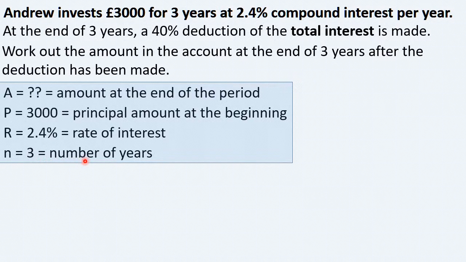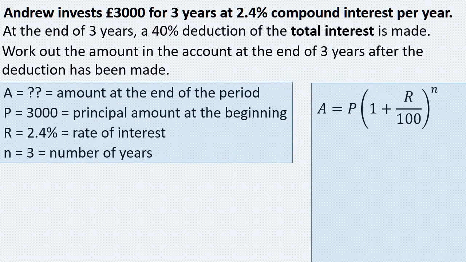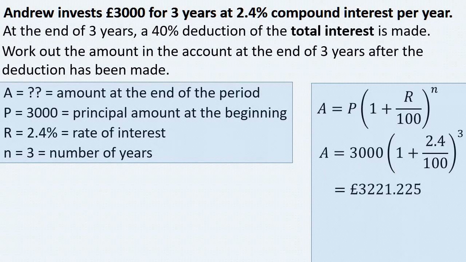So we have quite a simple formula that you must know. It says that the amount at the end of the period A is equal to the principal amount multiplied by the bracket of 1 plus R, the interest, over 100, all to the power of n, which is the number of years. Now, if we substitute the values that we have into this equation, we can easily get the amount at the end of the period, which will end up to be £3,221.225.